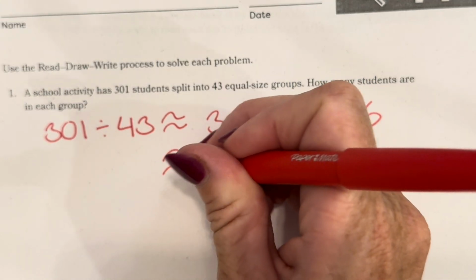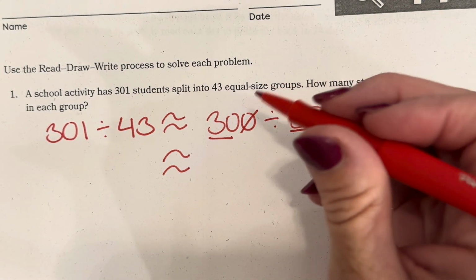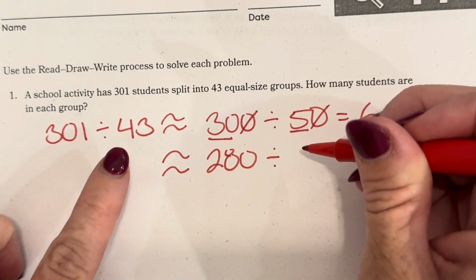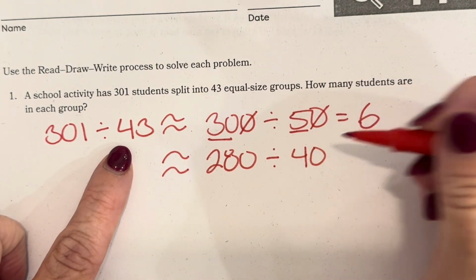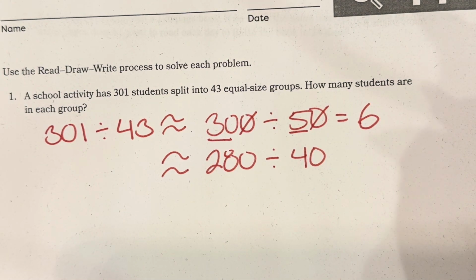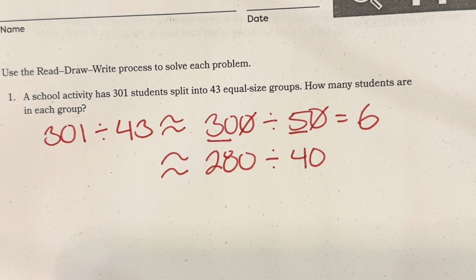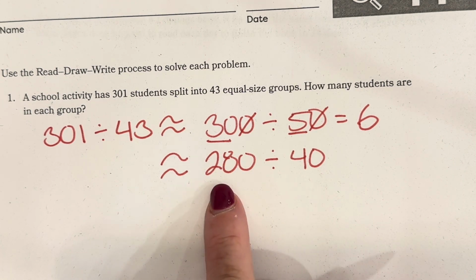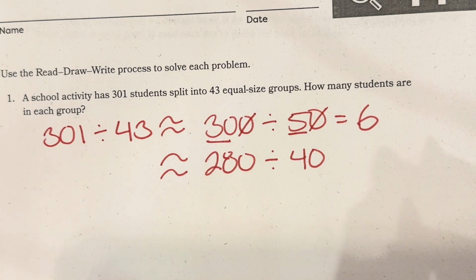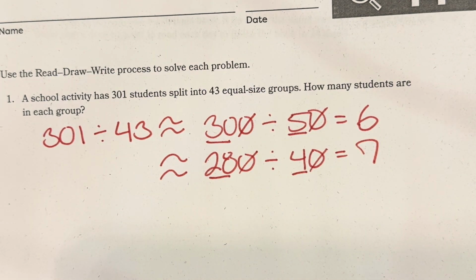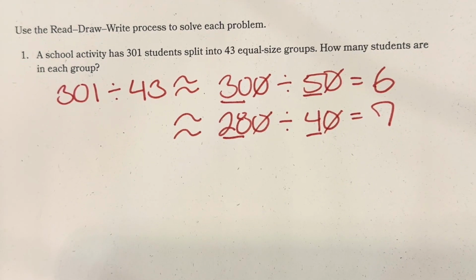Another way I might have estimated was maybe I changed the 301 to 280 and I left this 43 into the 40s and made it 40. There's not always a right way for estimating, it's different ways to see it, but knowing my times tables definitely helps because I know that 4 times 7 equals 28. So that helped me choose those numbers. Again, I can cross off my zeros and I know 28 divided by 4 is 7. So even though I have different estimates, they're very close.